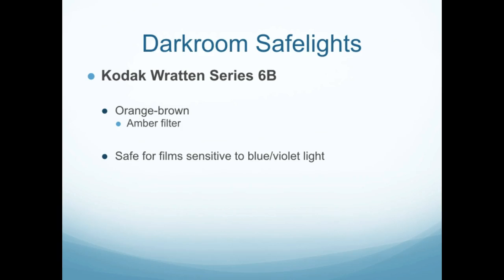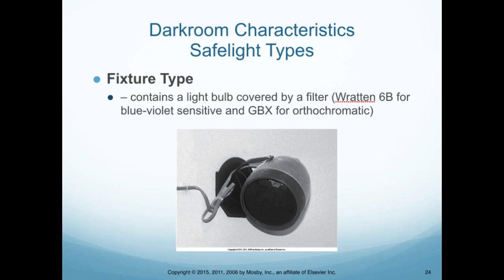So there's also a Kodak Radt series 6B. It's an orange-toned filter, an amber filter, safe for film sensitive to it. Also, that amber filter light can be used. So here's the fixture type. It contains the light bulb covered by a 6B filter for the blue-violet sensitive film.